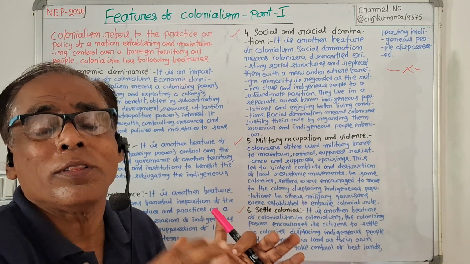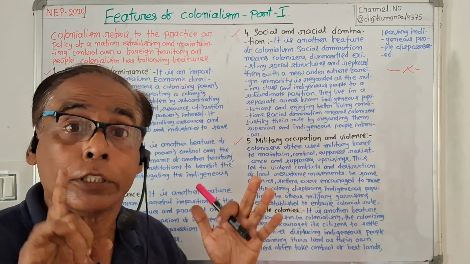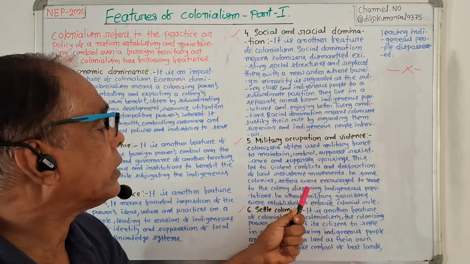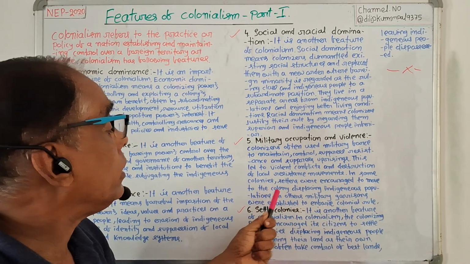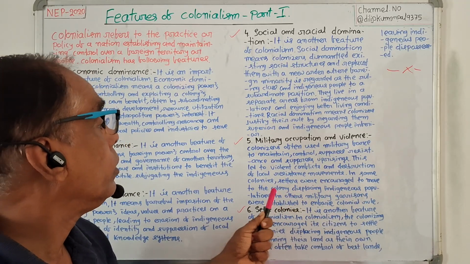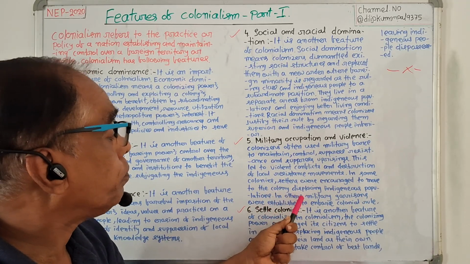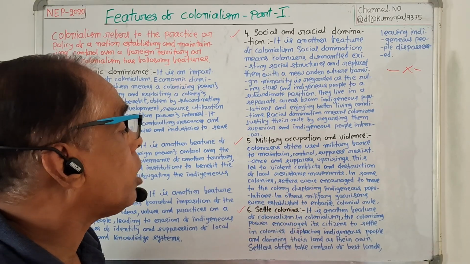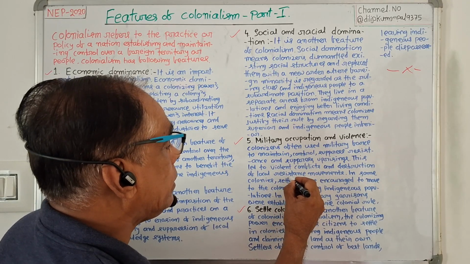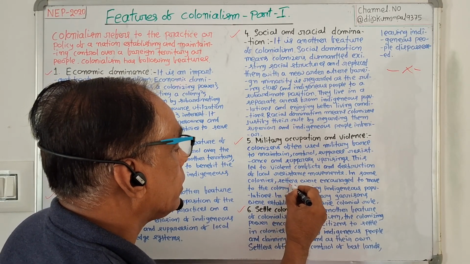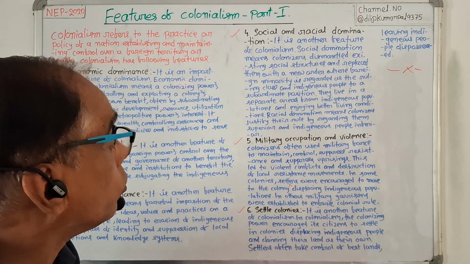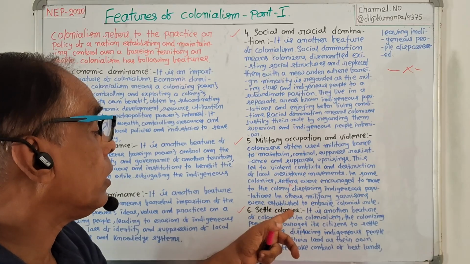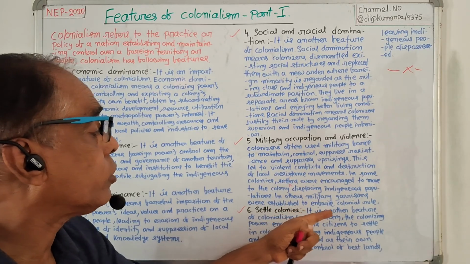So in order to control the colony, the colonizing country uses military. This led to violent conflicts and destruction of local resistance movements. In some colonies, settlers were encouraged to move to the colony, displacing the indigenous population. In others, military garrisons were established to enforce colonial rule.